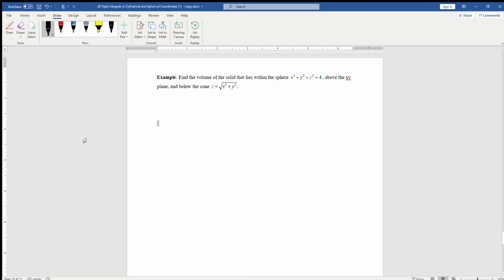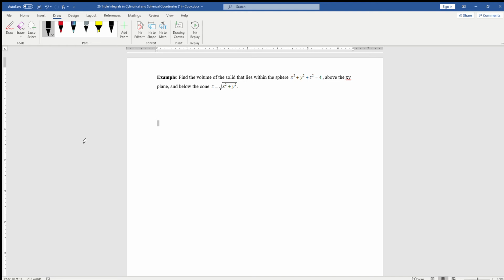One final example of being able to work with spherical coordinates. So an application, let's say we want to find the volume of the solid that lies within a sphere of radius 2 above the xy plane, and then finally it's going to be below a cone z equals the square root of x squared plus y squared. So let's get an idea of what we're actually looking at here.